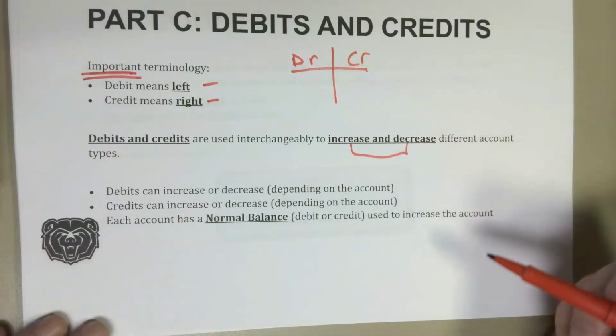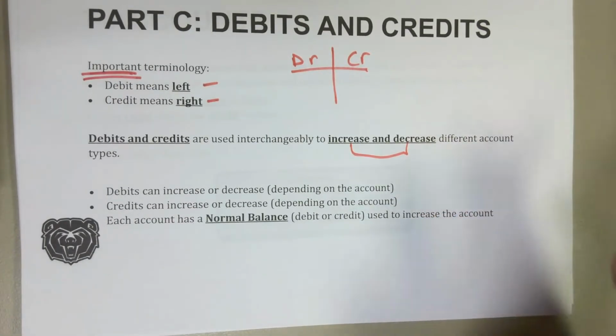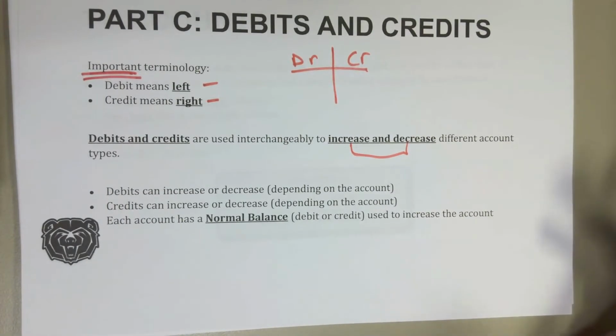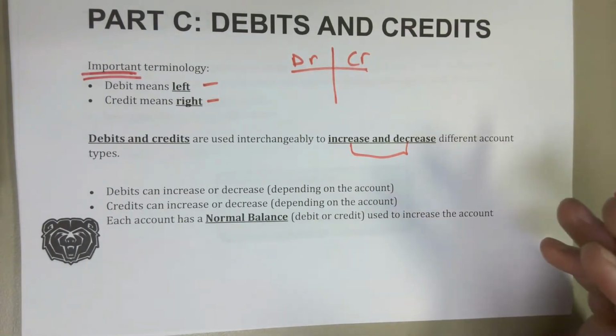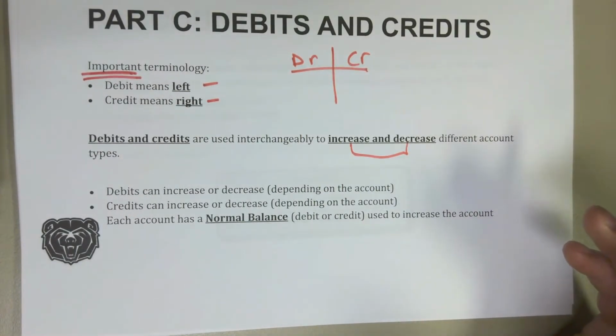So, a couple of bullet points here. Debits can increase or decrease an account. It just depends on what the account is. Same thing with credits. They can increase or decrease the value of the account. It really just depends on what the account is.